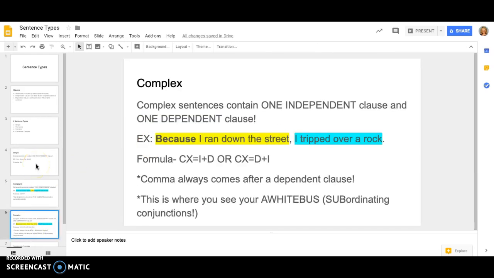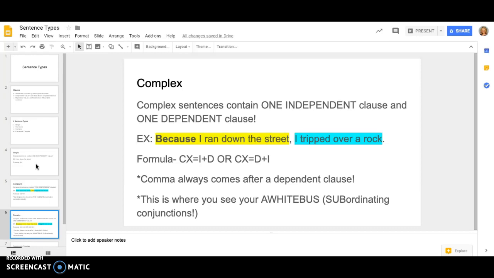Complex sentences contain one independent clause and one dependent clause. Your example here is because I ran down the street, I tripped over a rock. Because, if you notice, is one of your white buses. Your complex sentences will always have a white bus somewhere in the sentence because that is what starts your dependent clause. So your formula for complex is either I plus D or D plus I. You can switch it either way. If you have the dependent clause first, like I have in this sentence here, there will always be a comma after it. So when you have a complex sentence, you need to pay attention to the punctuation mark.